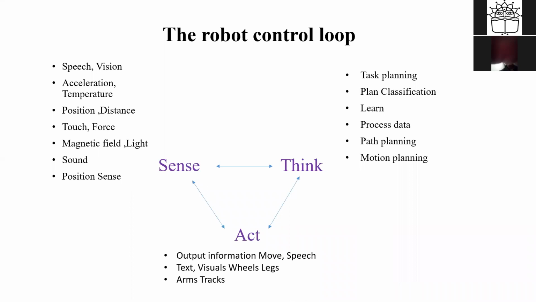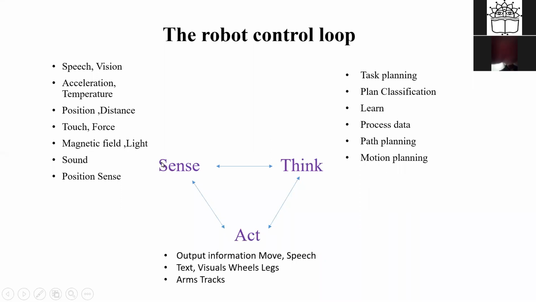Okay, now this is the most important part of this slide. Even if you forget everything, that is okay, just try to remember this. How does a robot work? What is the robot control loop? Like a human, there are three things: sensing, then thinking, and then acting. What can a robot sense? It can sense speech, vision, acceleration, temperature. A robot can sense position, distance, touch, force, sound, magnetic field and light, right?